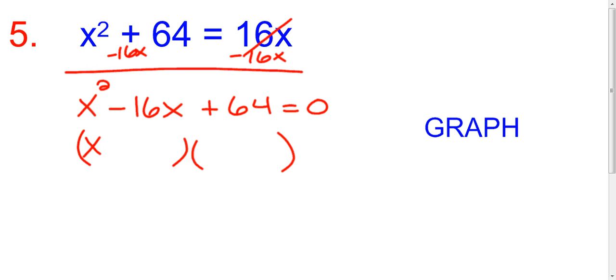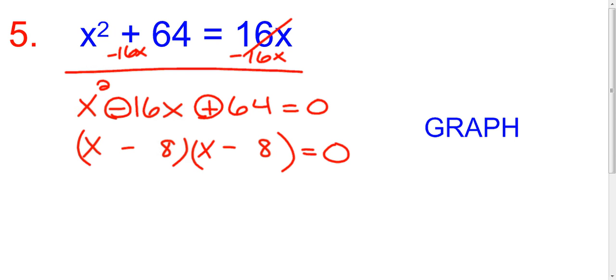So my fronts have to multiply together to make x squared. My backs have to multiply together to make 64. So now I have a whole bunch of choices. I could do 1 and 64, I could do 2 and 32, I could do 4 and 16, I could do 8 and 8. I will tell you that this is an 8 and an 8, okay? If it's a positive at the end, it either needs to be plus plus or minus minus. It's negative, so it's going to be negative, negative.